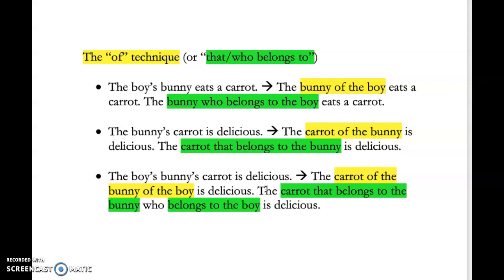You can even use this technique on that last ugly sentence that I gave you. The bunny's carrot is delicious. I could say, the carrot of the bunny of the boy is delicious. Or, if you want to use the "that" or "who belongs to" method, the carrot that belongs to the bunny, okay, makes sense, who belongs to the boy, makes sense, is delicious.